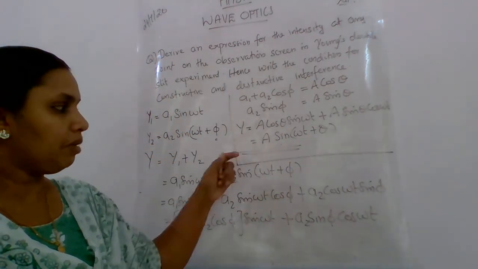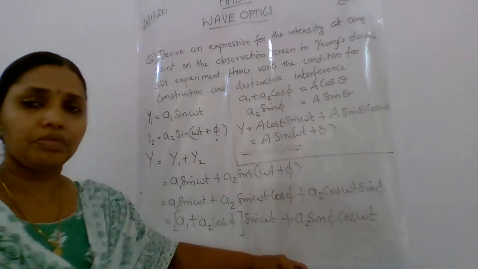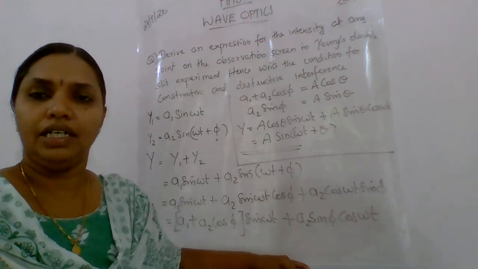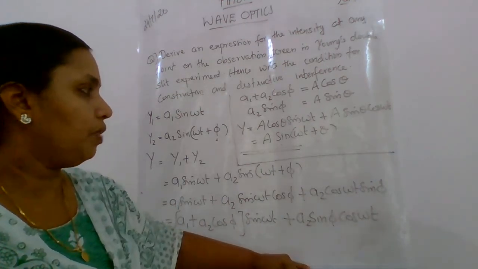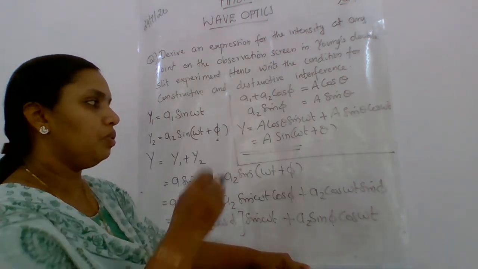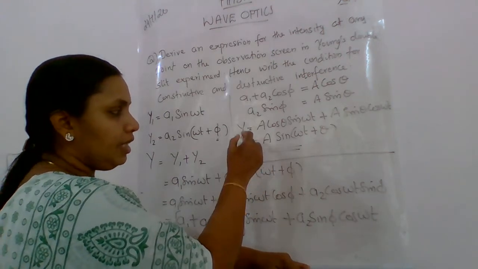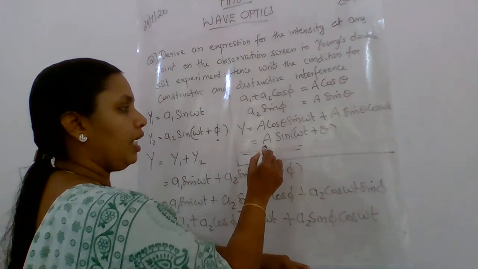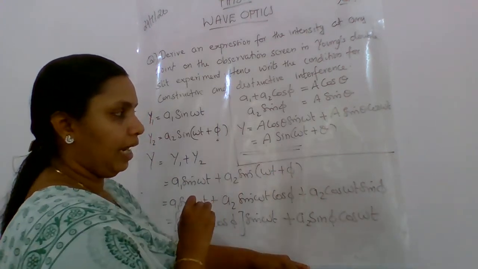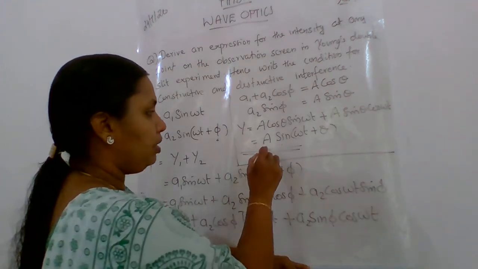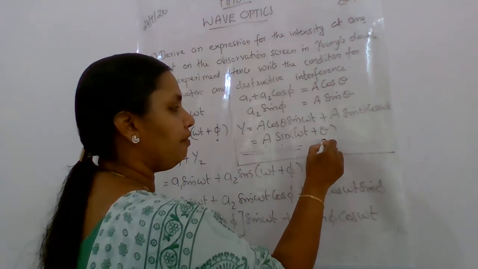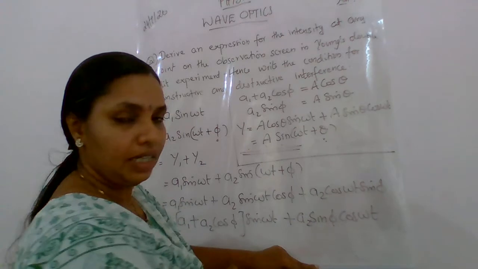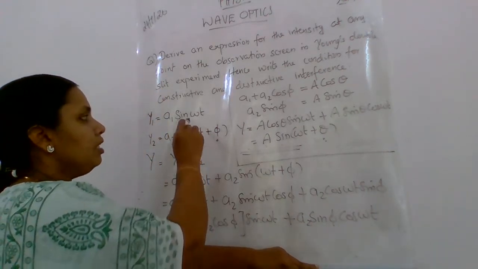So superposition, mathematically, this we just said, superposing of the waves, that is energy is getting added or subtracted. And what is the resultant? Resultant is also a sine wave. And what is the amplitude? A sine wave of new amplitude A, and a new phase difference theta.